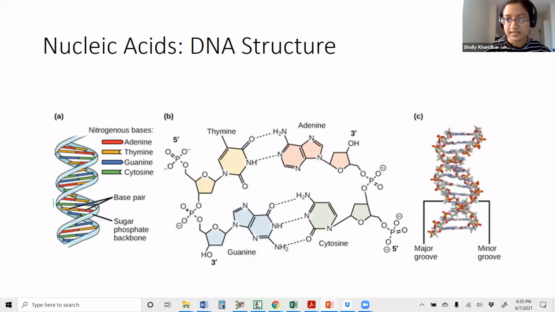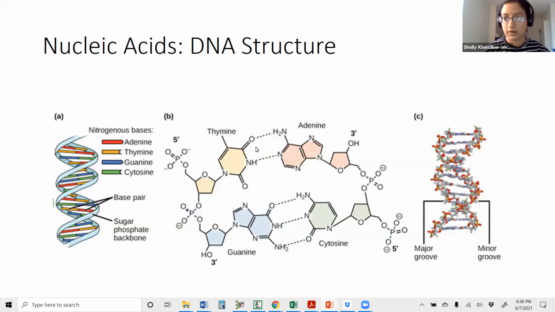I'm going to focus a little more on DNA now. So DNA is a double strand, as I mentioned. It has complementary pairs that are comprised of pairs of four nitrogenous bases. Those bases are adenine, thymine, guanine, and cytosine. So thymine pairs with adenine, and guanine always pairs with cytosine.